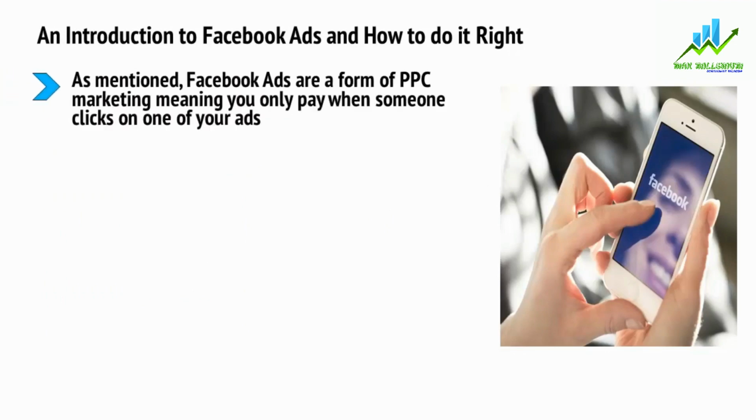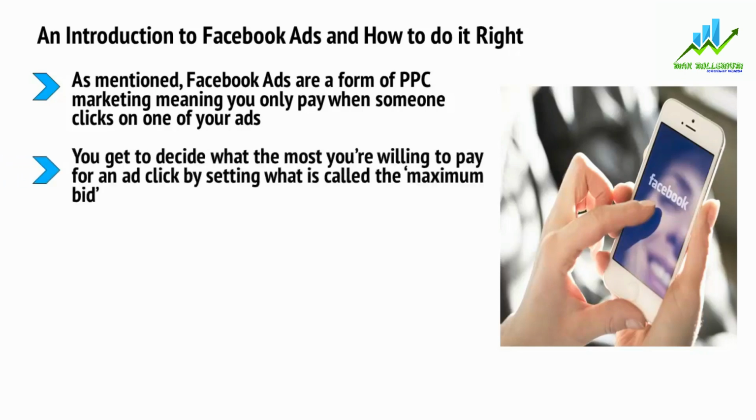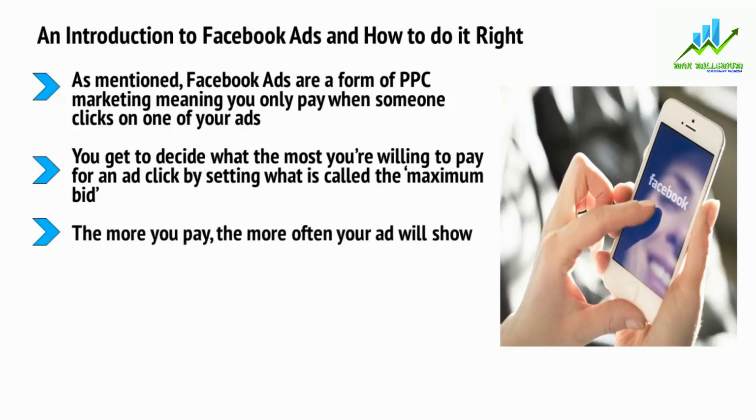As mentioned, Facebook ads are a form of PPC marketing, meaning you only pay when someone clicks on one of your ads. As you might have guessed, Facebook ads will appear on Facebook, thereby giving you the opportunity to advertise to anyone who uses the social media platform. You get to decide what the most you're willing to pay for an ad click by setting what is called the maximum bid. Each time two ads are suitable for a single position, they will enter into an automated bidding war, and if your maximum bid is highest, your ad will show. The more you pay, the more often your ad will show.